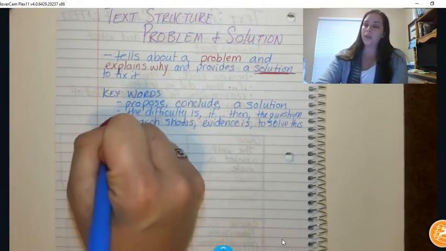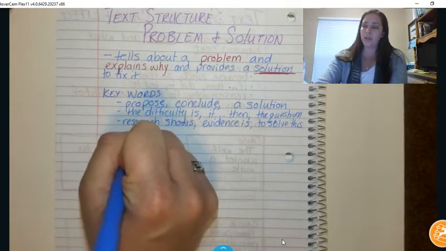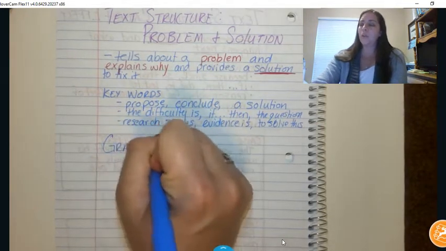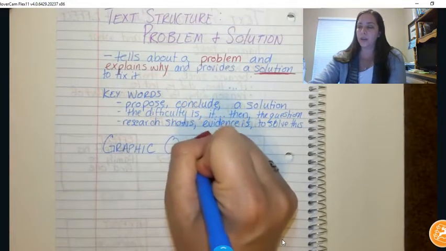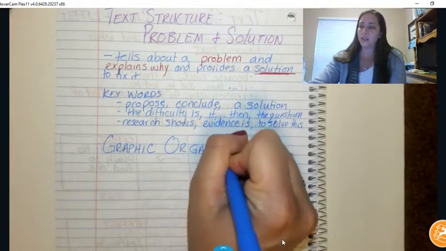All right, when we're doing a problem solution, in order to help us figure out problem solution, we use a specific graphic organizer, just like we did with the others.